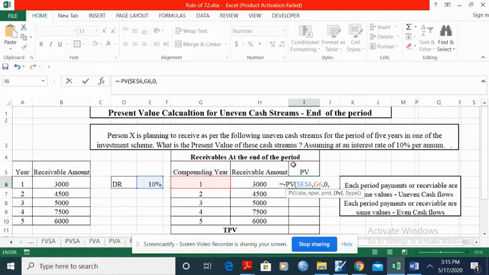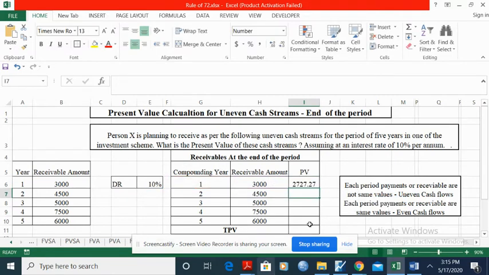So what is the future value? The future value here is 3000 rupees, because this 3000 rupees you are receiving after 1 year, so it is considered a future value compared to as on today. We assume the type, at the end of the period, as zero. So just enter, and now just drag it.